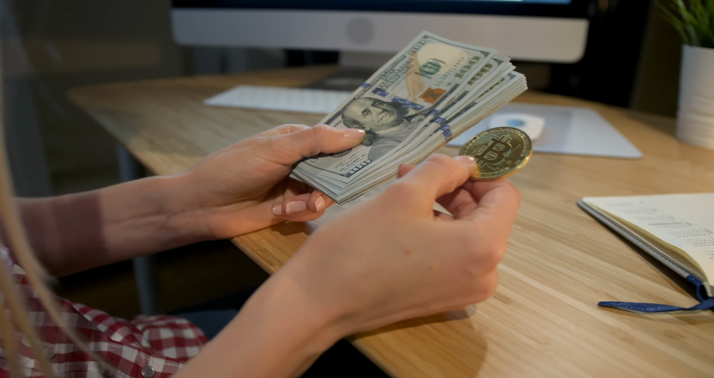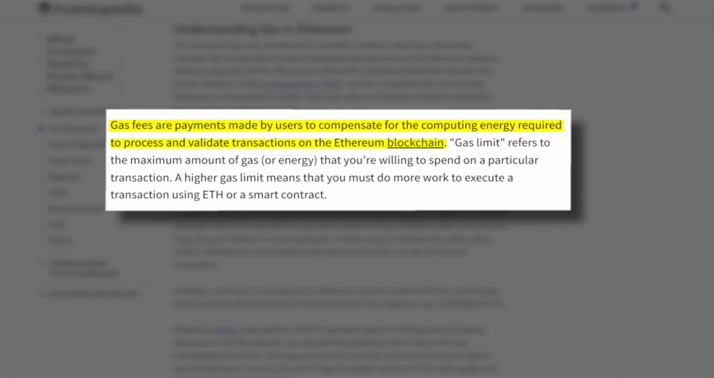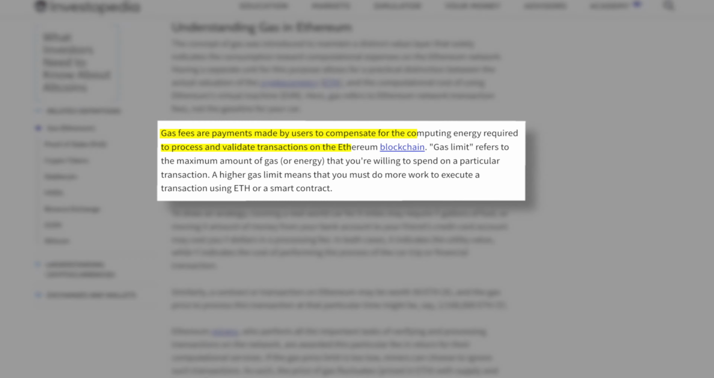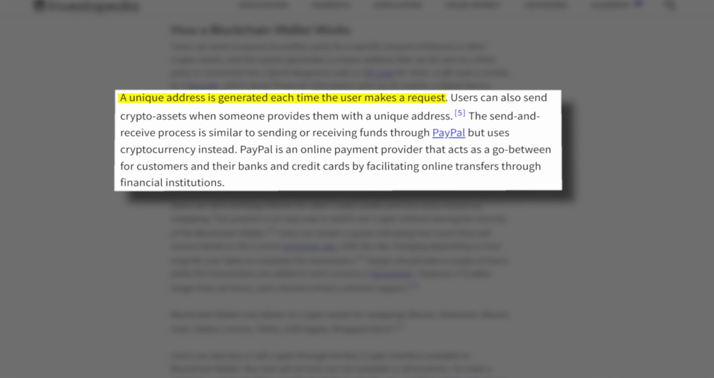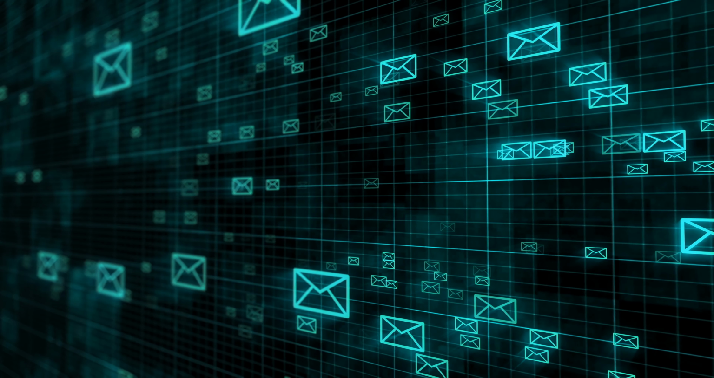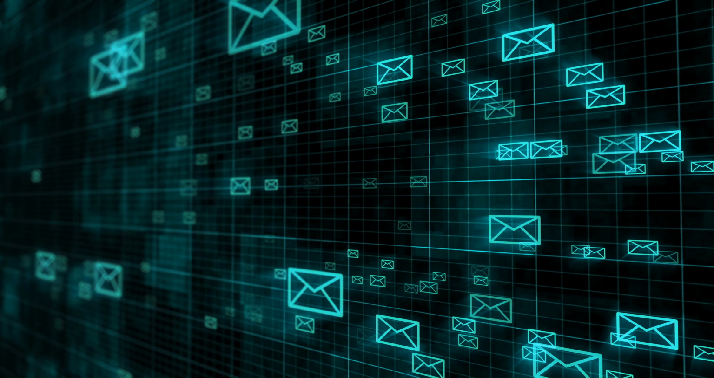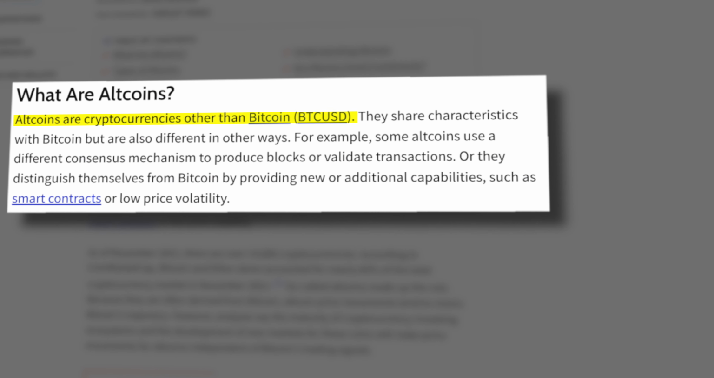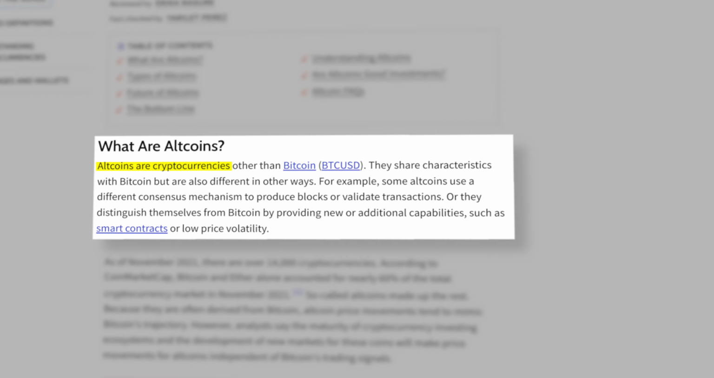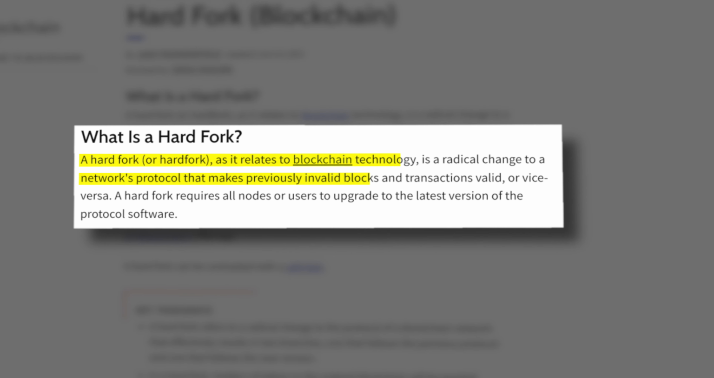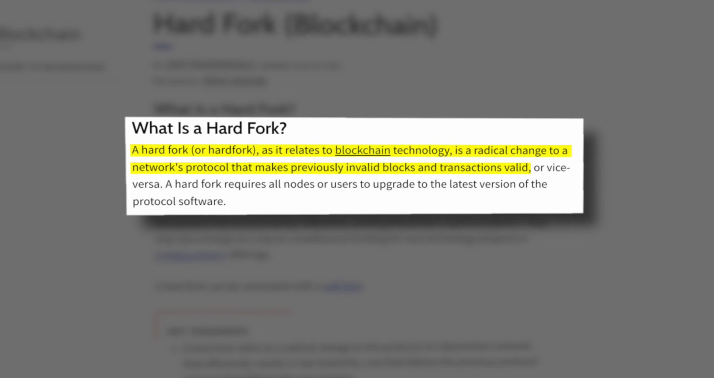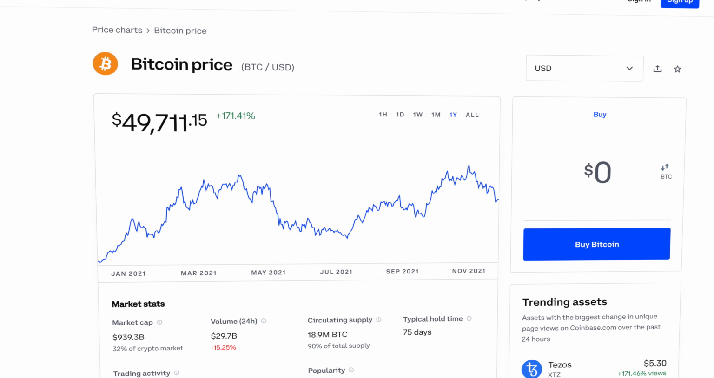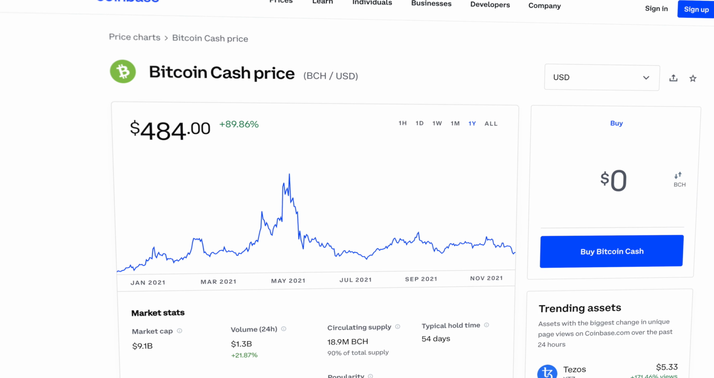Gas fees are the fees that you pay for sending a cryptocurrency to a crypto address, which is simply a specific place to send and receive cryptos, just like you would receive with your physical address where you get your mail, for example. An altcoin is any cryptocurrency that is an alternative to Bitcoin. A hard fork is when a disagreement may arise within a particular cryptocurrency, oftentimes causing a split, and perhaps the best known example would be Bitcoin and Bitcoin Cash.